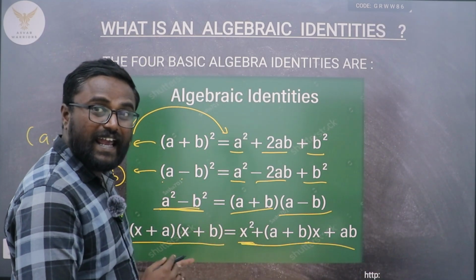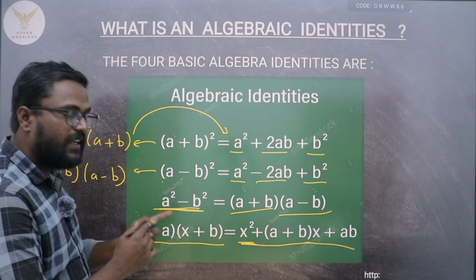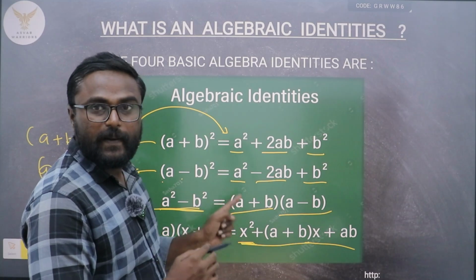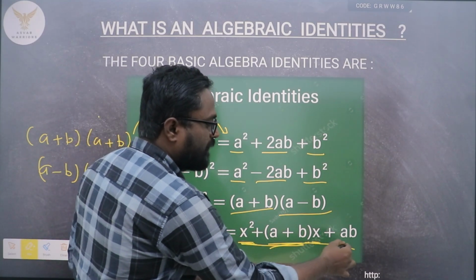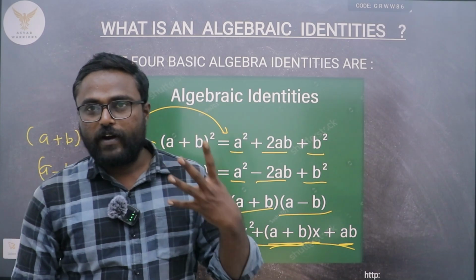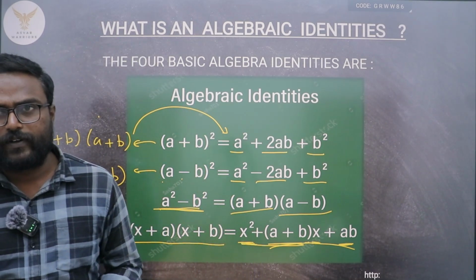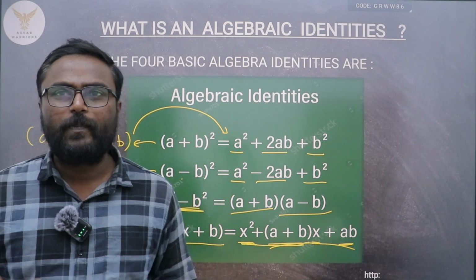(x + a)(x + b) = x² + (a + b)x + ab. Now these are four identities that are going to be very important for you to learn by heart for your ASVAB exam.